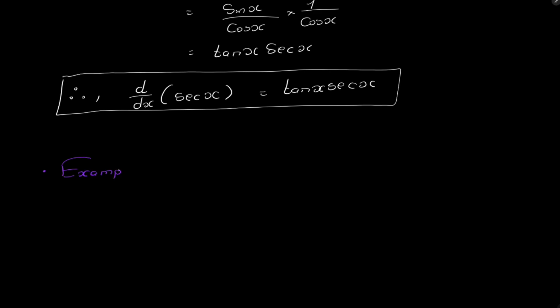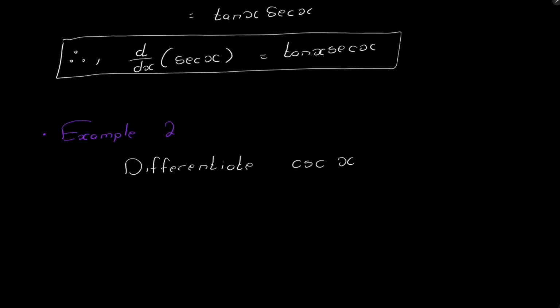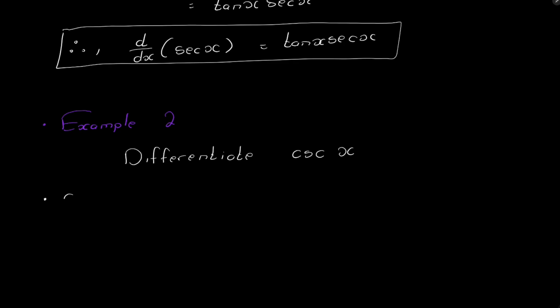So let's move on to our second example. What does this example tell us to do? Differentiate the function cosec x. Just as the previous example, the first thing we need to identify is, what is cosec x? Cosec x can be written as the function 1 on sin x or sin x to the power negative 1.